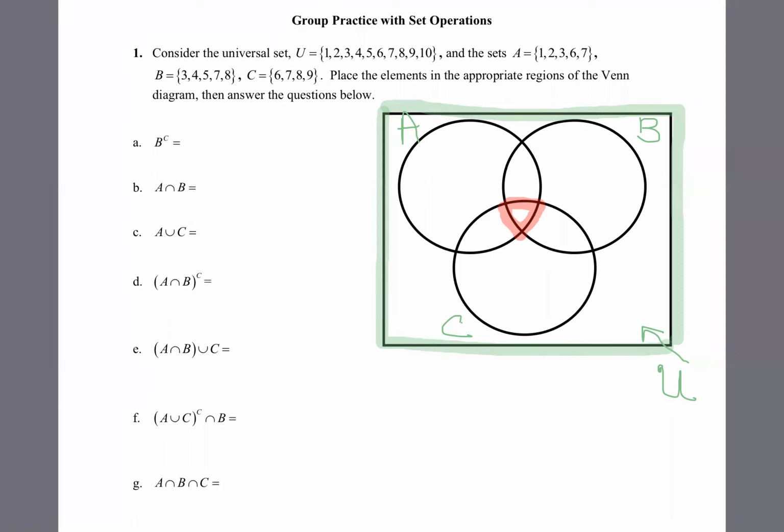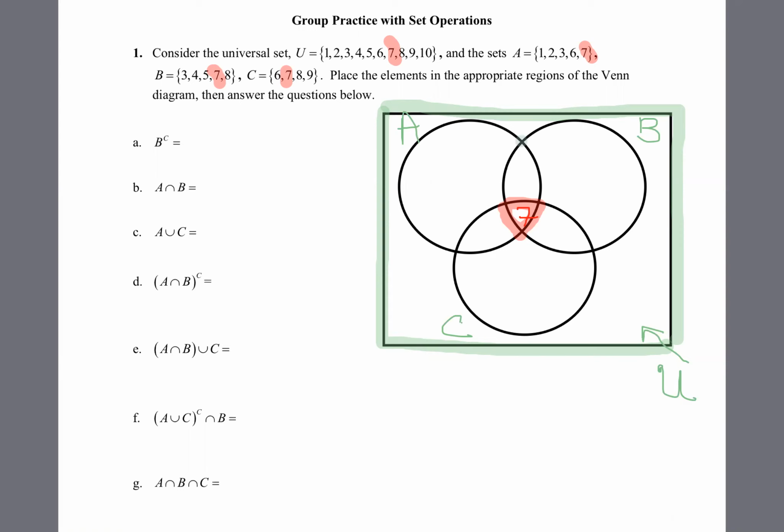So if I go through, A has 1, 2, 3, 6, 7. So they all have a 7 in common. Okay. And let's see, A has 1, 2, 3, 6. So just kind of go through. So the 7 is used up. That looks like the only thing they have in common. Then I go out to the next overlap spots.